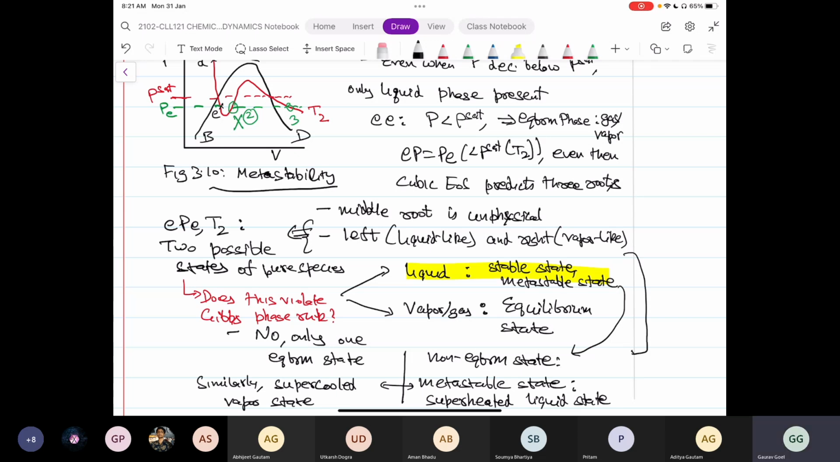Alternatively, I could have just put a spoon inside. Again, I will not do that. But if you put a spoon in that superheated vapor, again, a sort of explosion will happen and you will go to a vapor state.